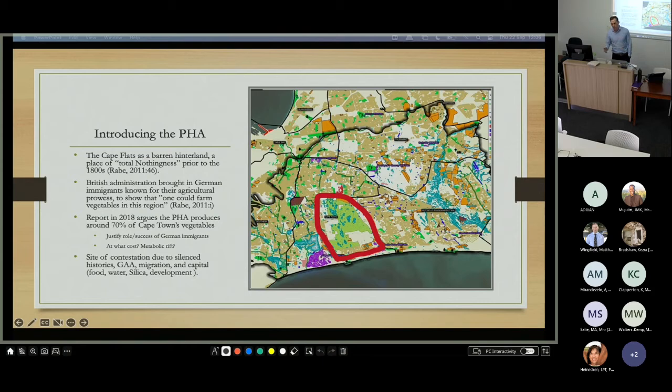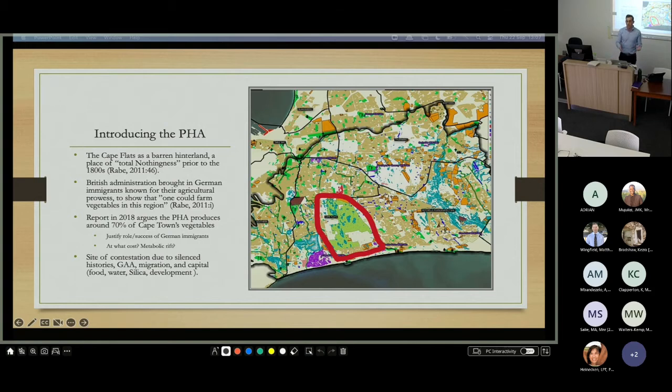Framing something as nothing, as having nothing, as a site that the colonial administration can locate itself within. So the Cape Flats as a barren hinterland, a place of total nothingness prior to the 1800s, a classic colonial trope. This is Lizette Robbie's book. Lizette Robbie, a professor of journalism at this university, writes this book about the Philippi Germans, who I will discuss. By the end of this presentation, you might have a bit of an idea about them.